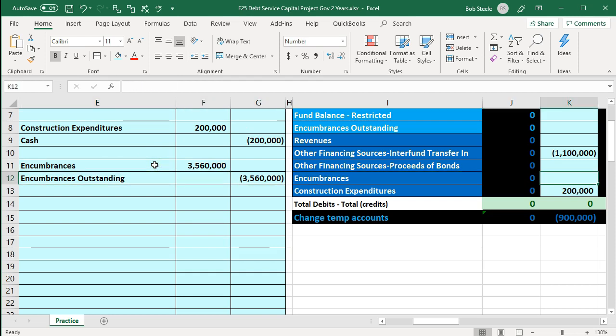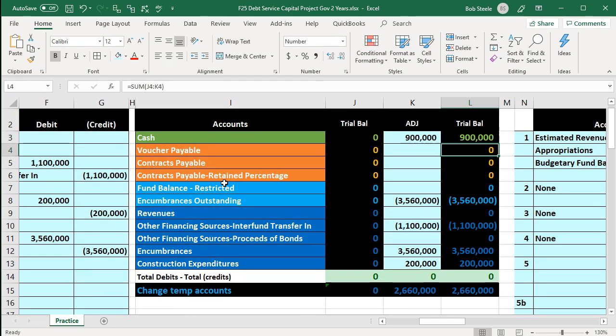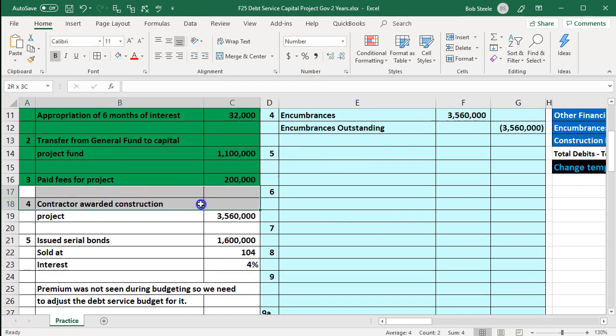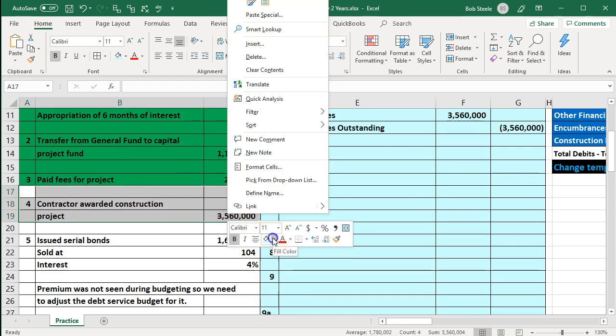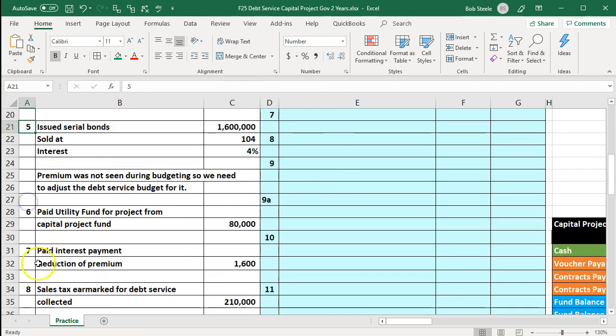So encumbrances in the capital projects fund is in K12 equals, and we'll scroll over and pick up the debit. And then the other side is in encumbrances outstanding. That is in K8. We're going to say equals and pick up the credit. So there we have the debit and the credit for the encumbrances and the encumbrances outstanding, those always being equal and opposite. Let's go ahead and highlight that. So we're going to make that green because we've completed it, and that's what we do when we complete stuff as we go here. So we're on number 5.